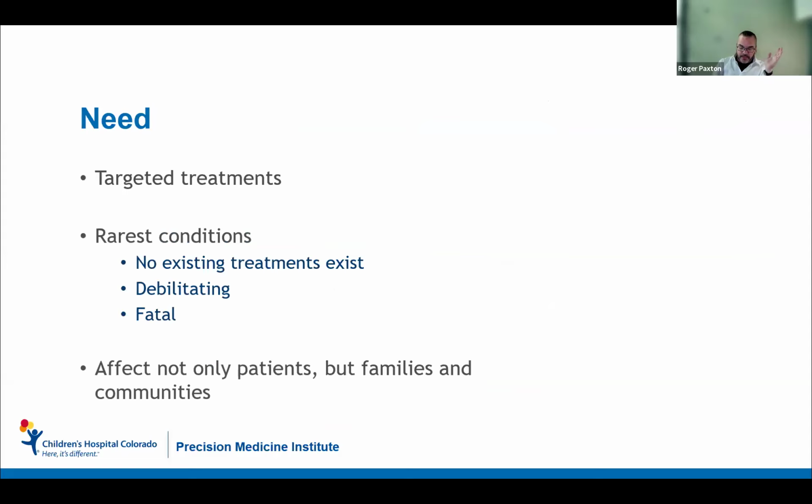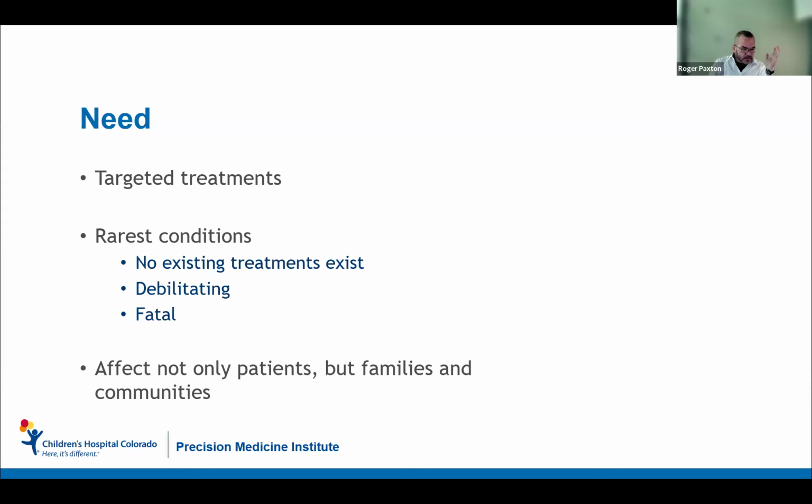Now, the need for these targeted treatments. These are meant to treat the rarest of the rare conditions in populations as few as N of 1. And with that in mind, there are typically no existing treatments for these conditions. They're debilitating and they're frequently fatal as well.